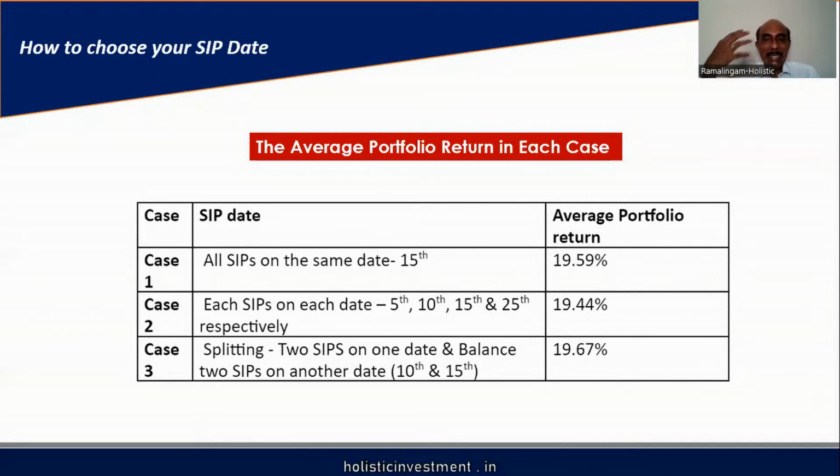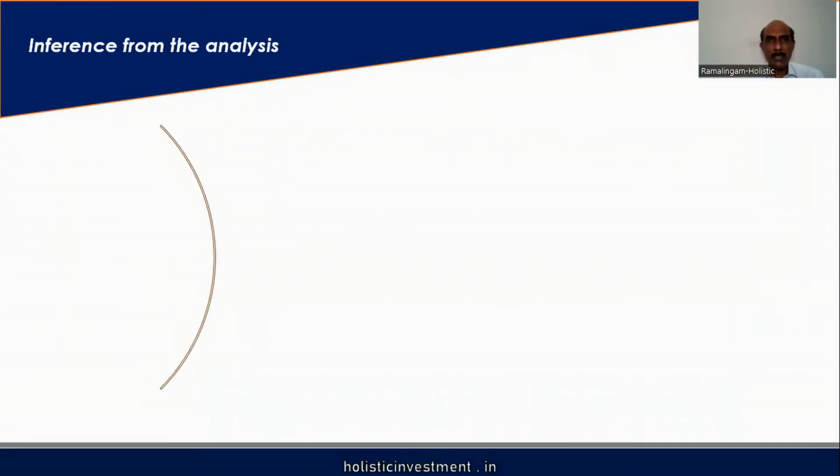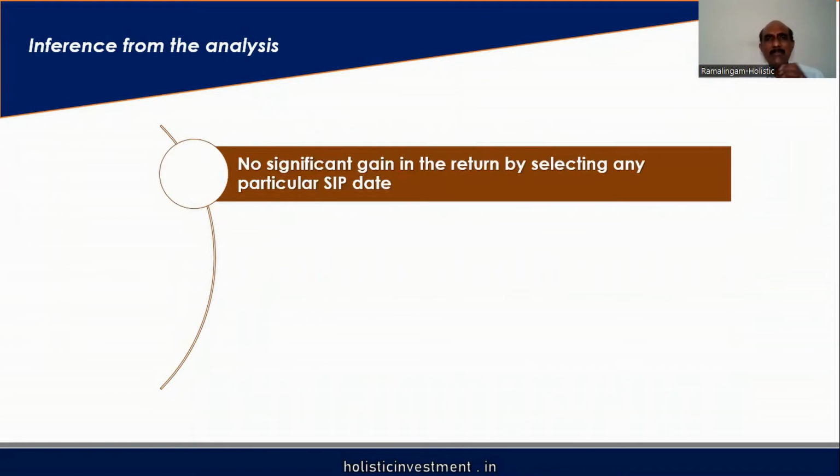So if you look at it collectively, there is no major difference in the return. Everything is in the range of 19.5% only. Our observations are, there is no significant gain in the return by selecting any particular SIP date. Either you choose 1st, 5th, 15th, 10th, 28th, there is no major difference in the returns. So selecting an SIP date seems to be insignificant to the returns.